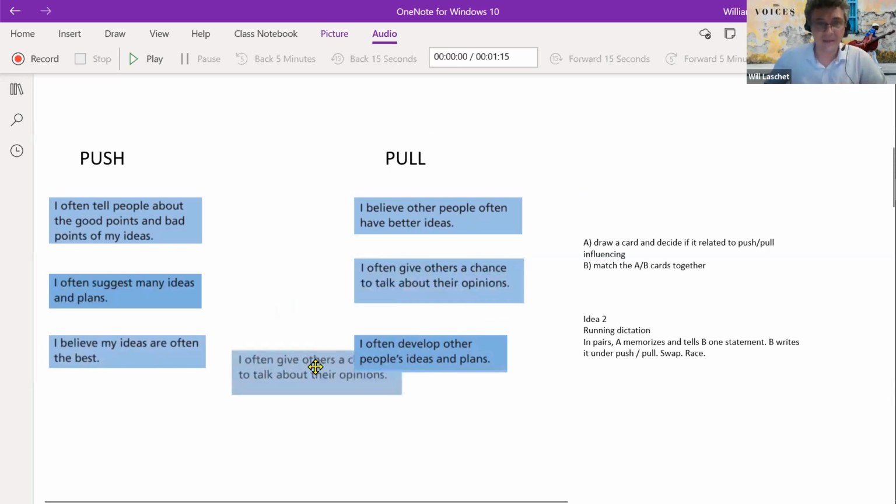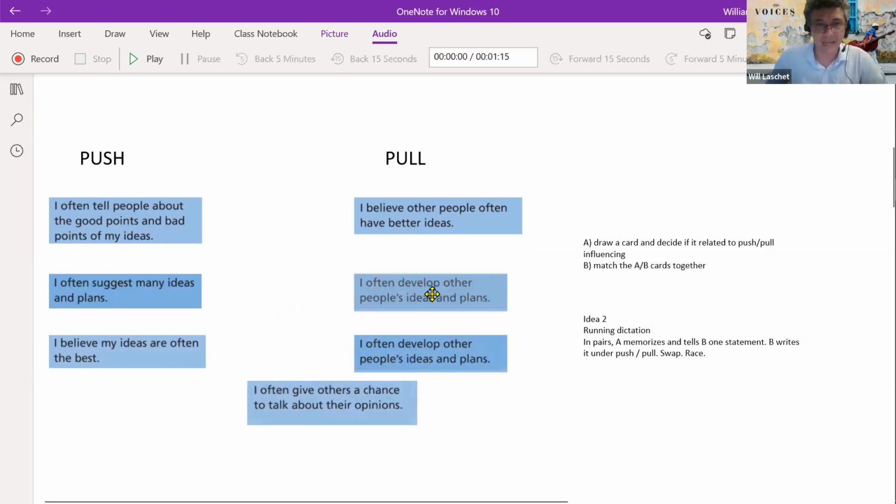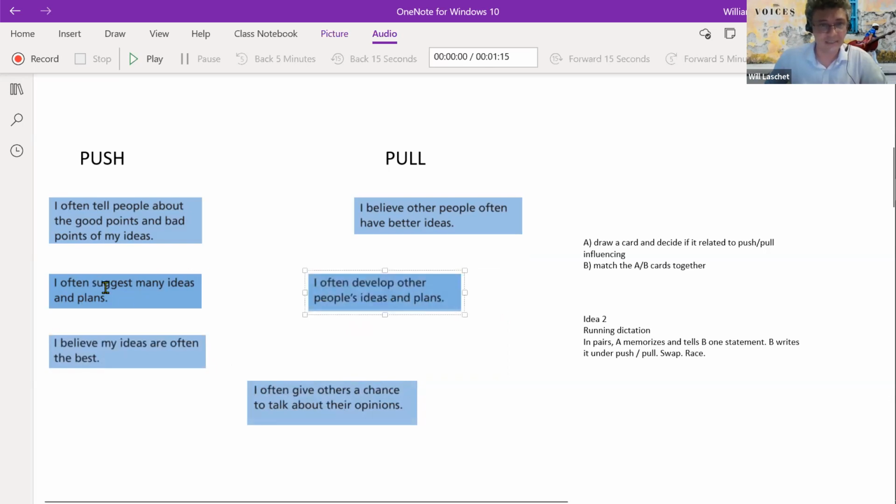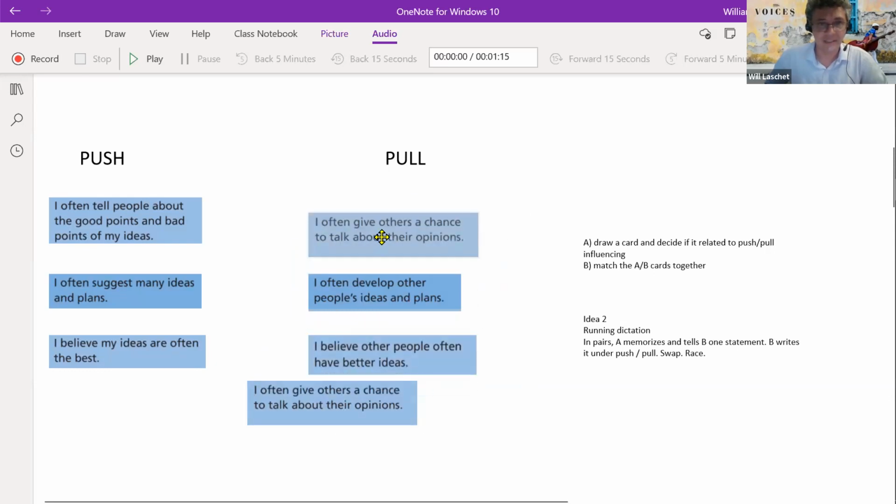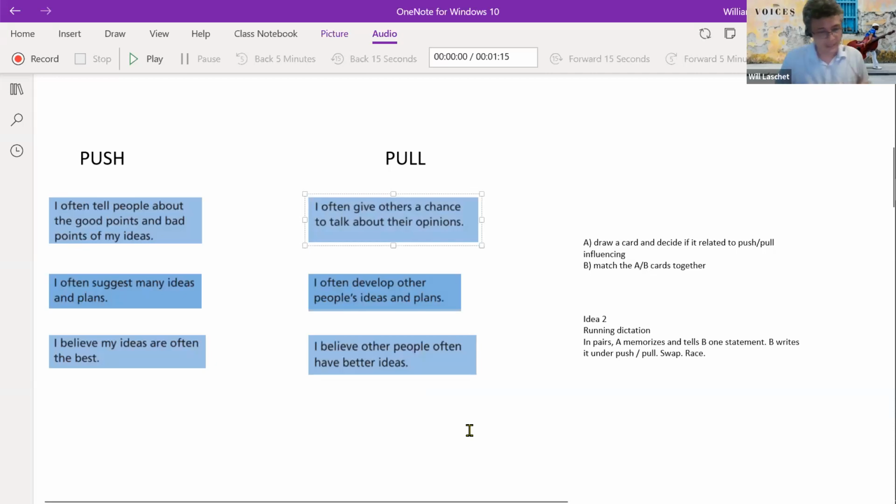And then once they've done that, they can match them together. Okay, these two are linked. This is push, this is pull, right? I believe my ideas are often the best. I believe other people often have the best ideas. So we can actually get students to match these together. If we're in a real classroom, this would be a really nice kinesthetic activity that students can do with some cards. We can often also do this online, something like you could do it on Blackboard. You could get students to actually do this virtually as well. Okay, right, so that's an extension activity you could do.